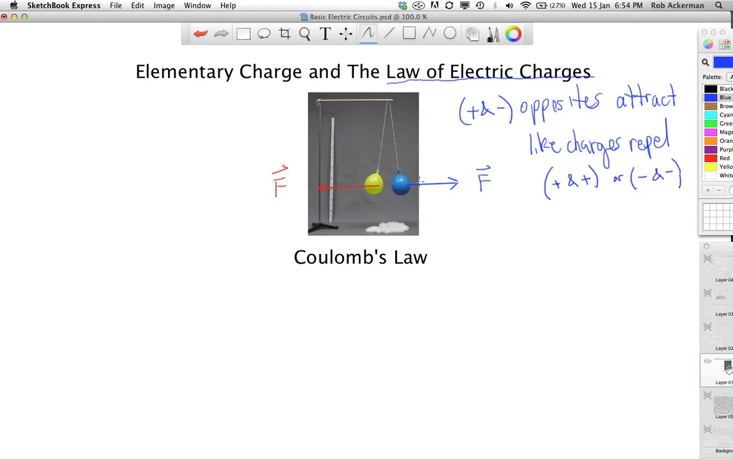Now, how do things get charged? Well, obviously one way is to rub these in your hair or rub them in fur. Why does that charge them? Think back to grade 9. Do you remember something called the electrostatic series? It was a list of substances that if you rub them together, they would become charged.